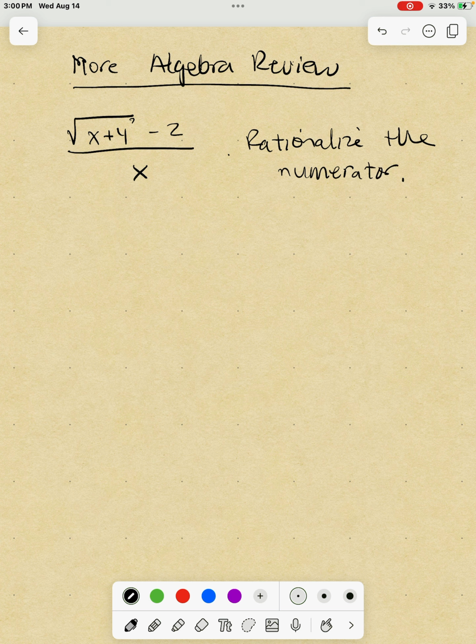Rationalize just means multiply and divide by the conjugate so that you get something without square roots. So in this case, you want to modify this expression so that you don't get the square root in the numerator. And the key fact we'll need is the difference of squares.